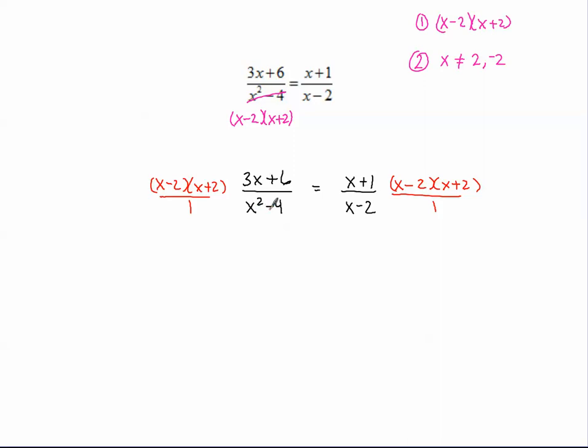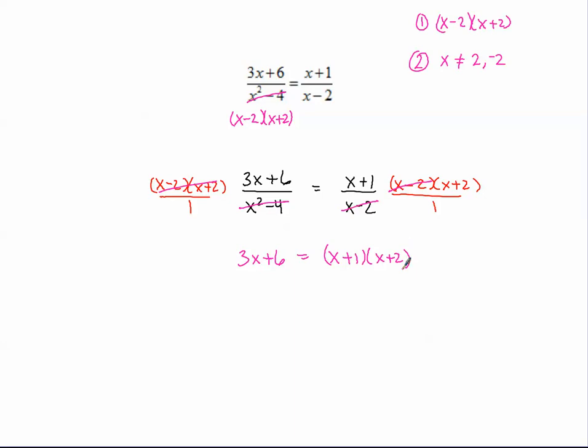So x squared minus 4 is the same as x minus 2, x plus 2. Goes away. X minus 2 goes with the x minus 2. So I'm left with 3x plus 6 on this side, because those canceled. And on this side, on the right side, I'm left with an x plus 1. And what's left over here is the x plus 2 remaining from the LCD.